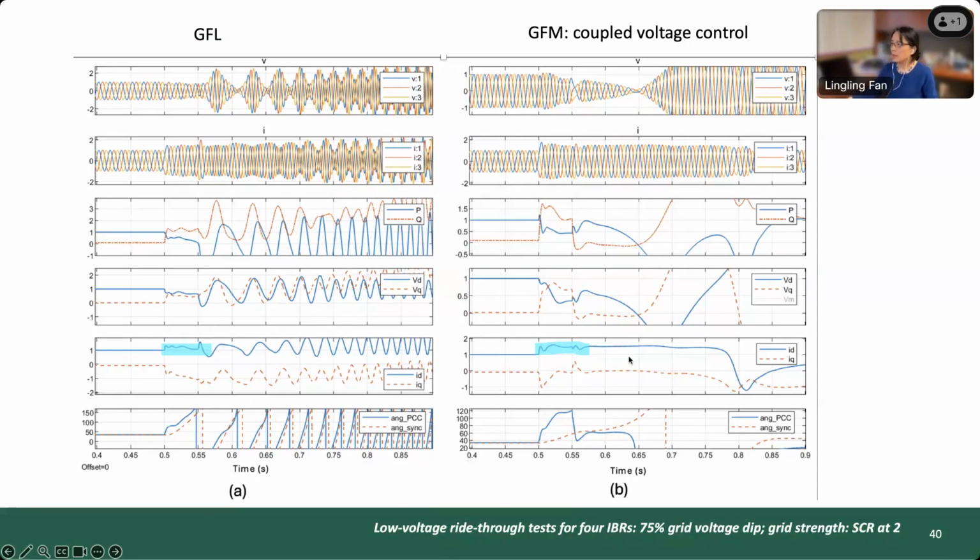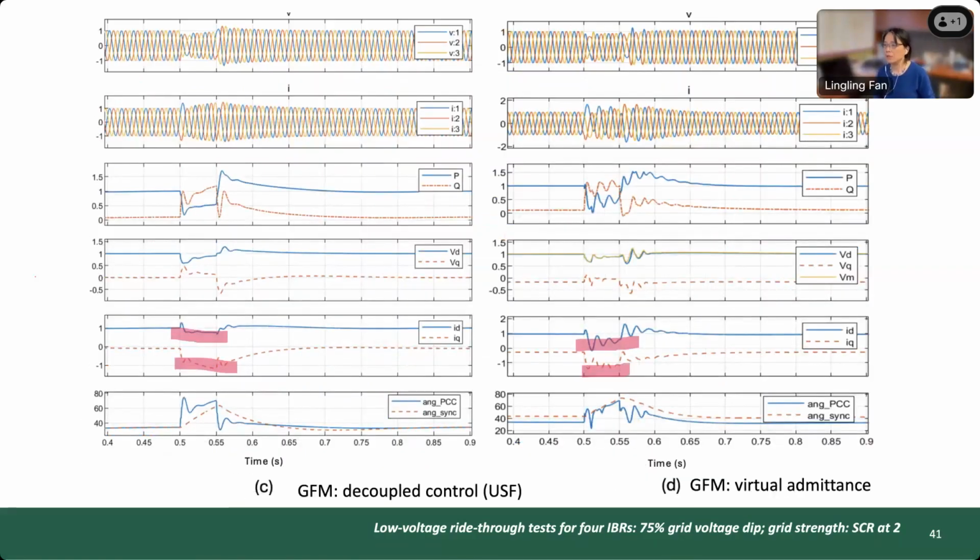And let's look at ID, the real current. Both of them have the real current increase, which is not desired. Right? Let's look at the other two. The other two can basically ride through, very nice, and the real current is reducing once you have the low voltage dip.